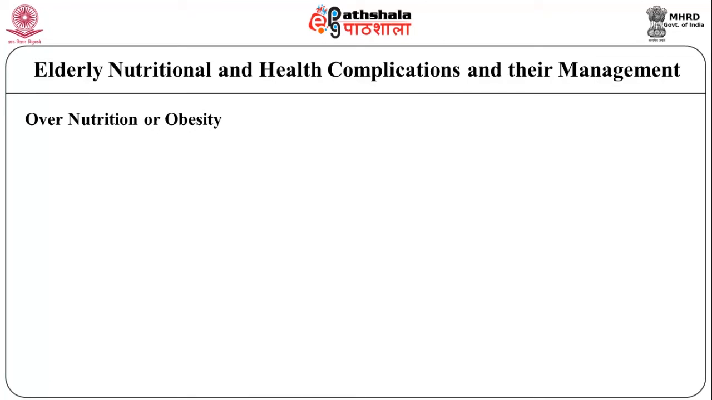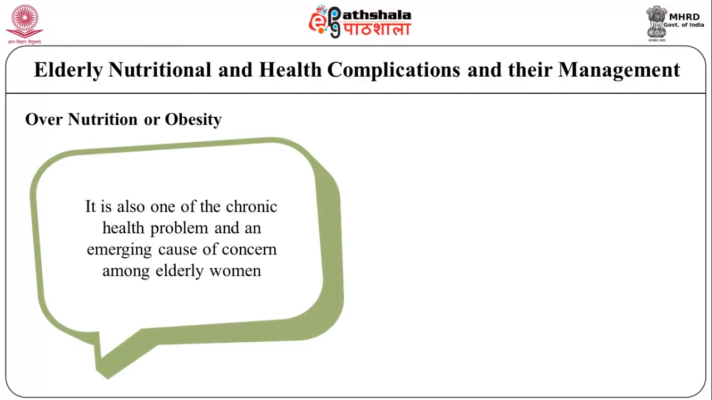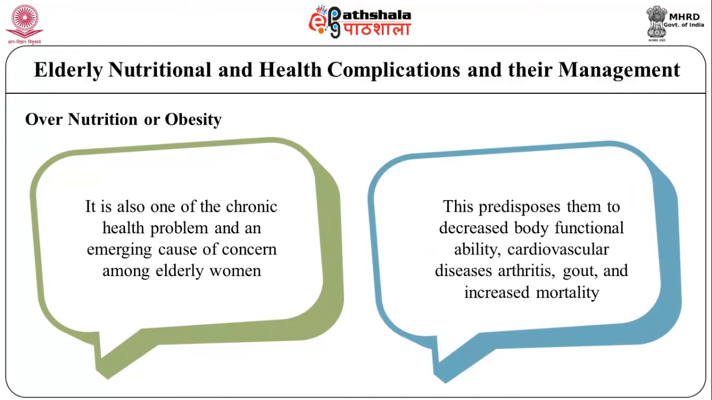The next could be overnutrition or obesity, which is also one of the chronic health problems and an emerging cause of concern among elderly women. This predisposes them to decreased body functional ability, cardiovascular disease, arthritis, gout, and increased mortality.